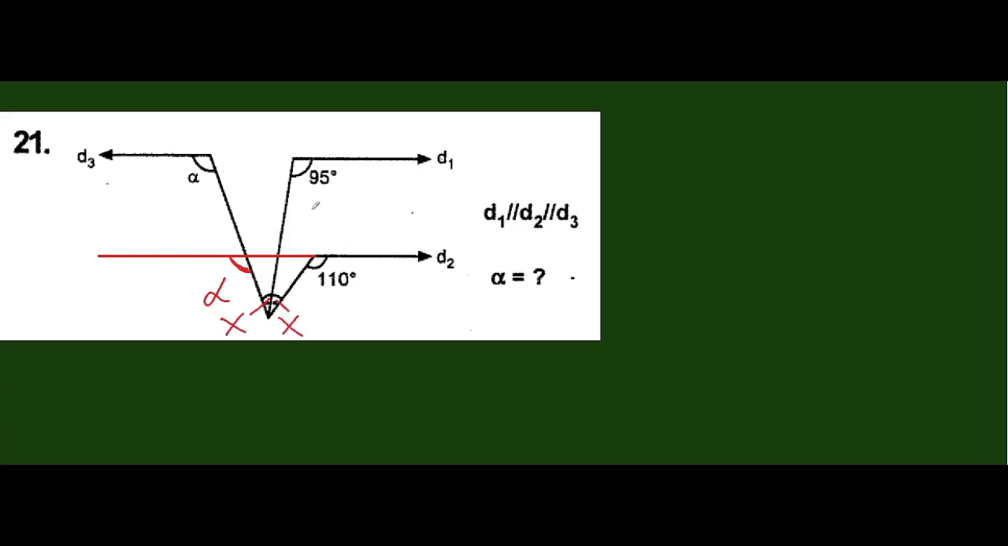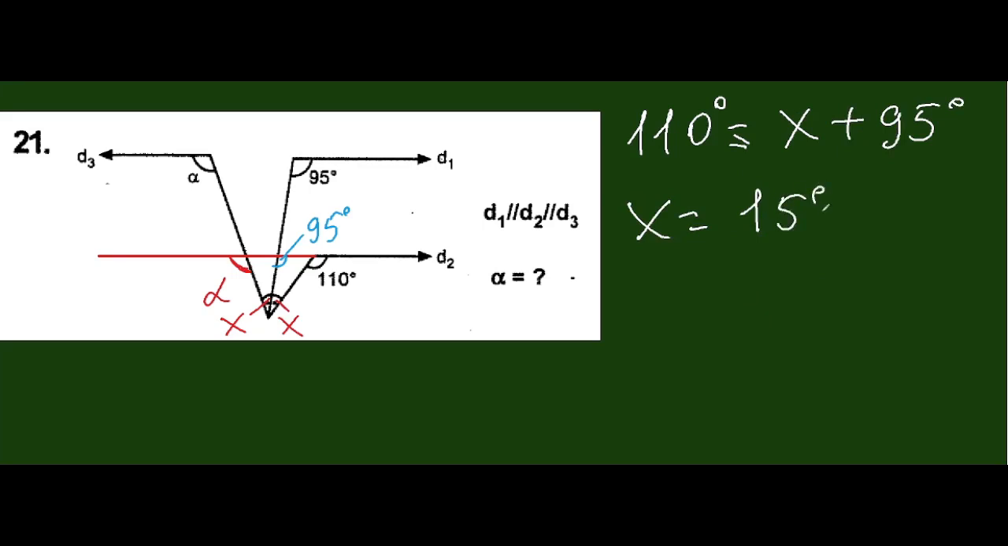So the next step is to know that this angle is also 95 degrees, because this T1 is parallel to T2. So, and we know that 110 degrees will equal to x plus 95. So from here we can find out x, and it will be 15 degrees.